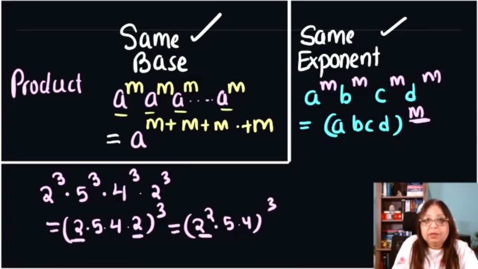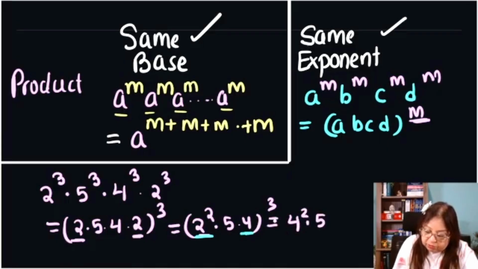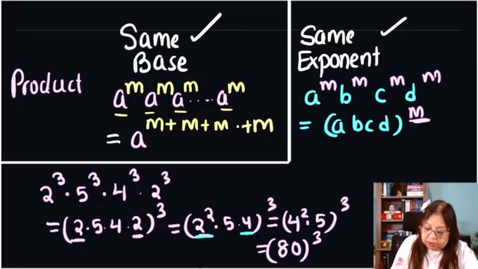Now this 2 squared, this is 4. So you can say that this 4 times this 4 is equal to 4 squared, times 5 to the power 3. Now if you want, 4 squared is 16, and 16 times 5 is equal to 80. 80 cubed. All right, let's work this way.